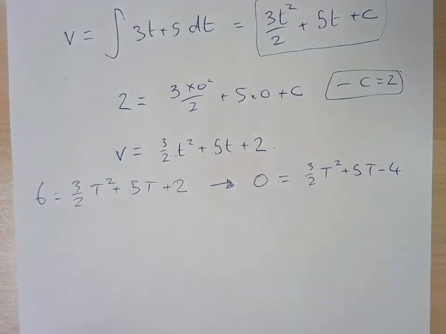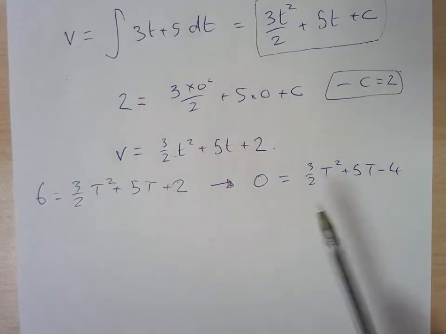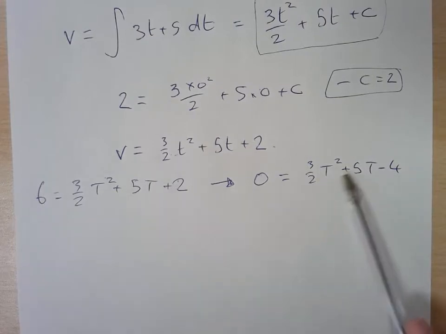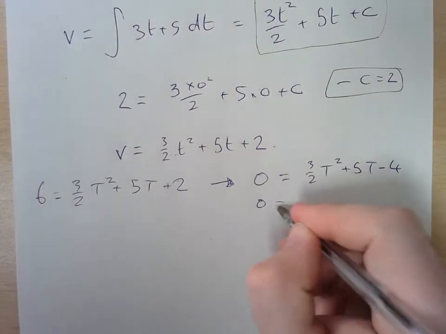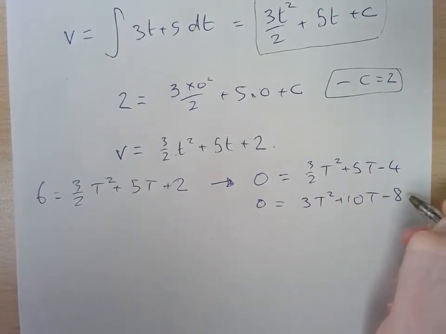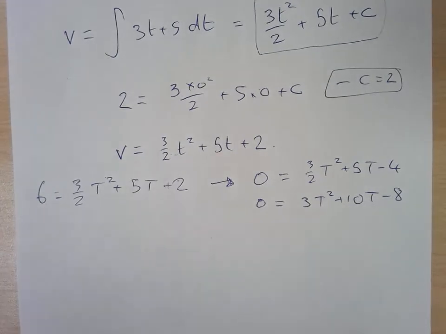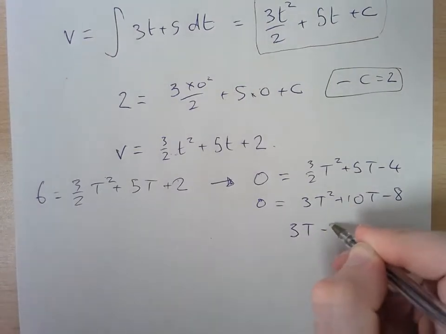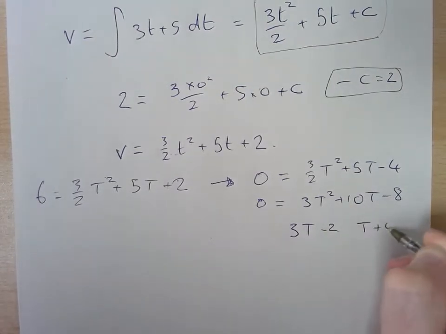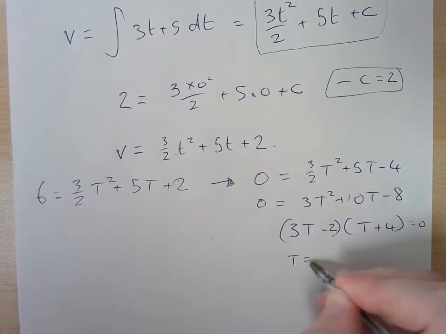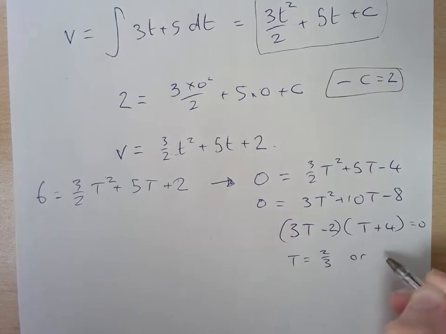So we get that. We now have a couple of options. We could put this in a calculator, we could try and factorize it. I'm going to multiply through by 2 and try and factorize it. So we get 0 is 3t squared plus 10t minus 8. And we're going to try and factorize this. So this factorizes into 3t minus 2 and t plus 4 equals 0. So we get t equals 2/3 or minus 4.